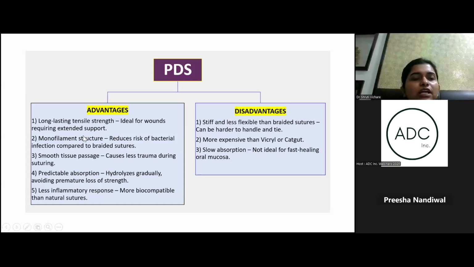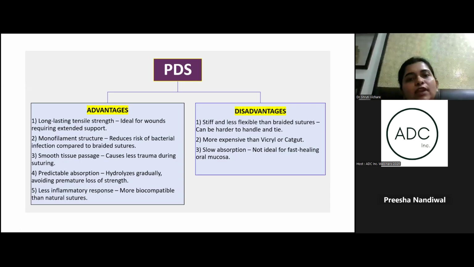Now coming to the advantages again, long-lasting tensile strength. These are monofilament sutures, so bacterial infection is less. Smooth tissue passage, predictable absorption, less inflammatory response. Disadvantages you have to remember is they are a little stiff and they are less flexible than your monocryl and all the other sutures.